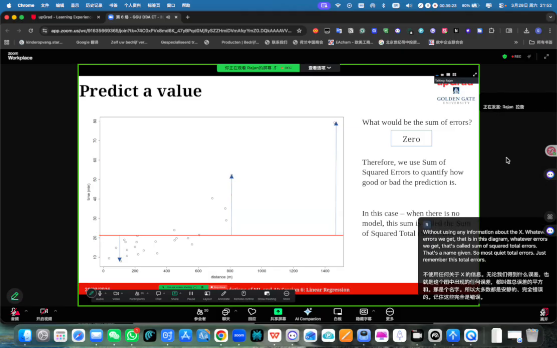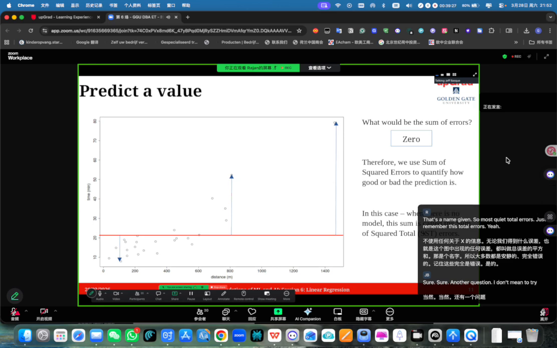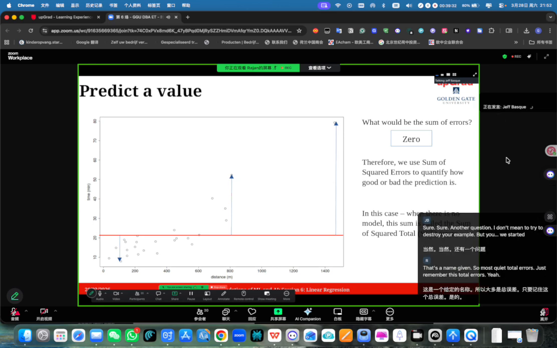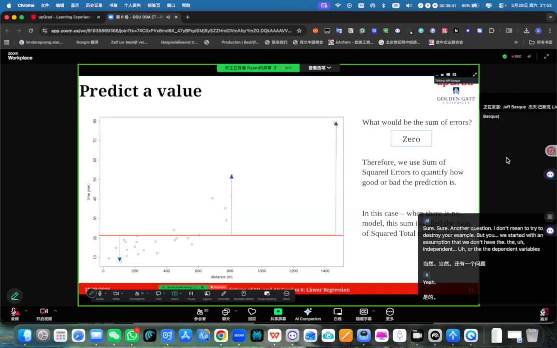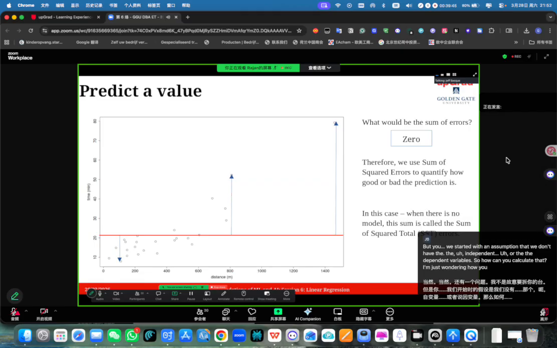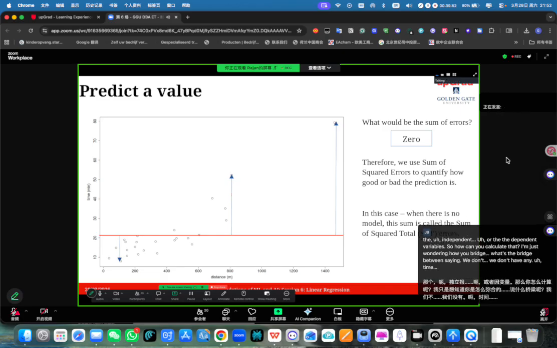Sir, another question. I don't mean to try to destroy your example, but we started with an assumption that we don't have the independent or the dependent variables. So how can you calculate that? I'm just wondering how you bridge. What's the bridge between saying we don't have any time... No, we have time associated with distance values.